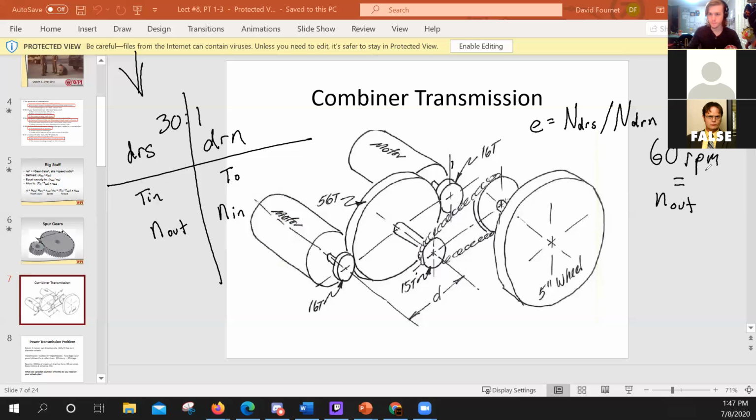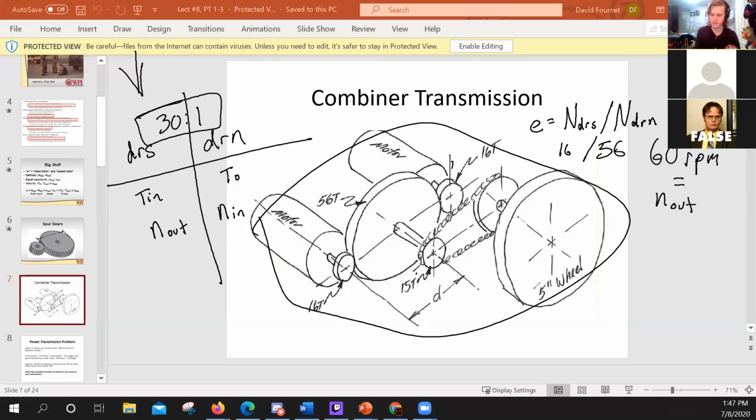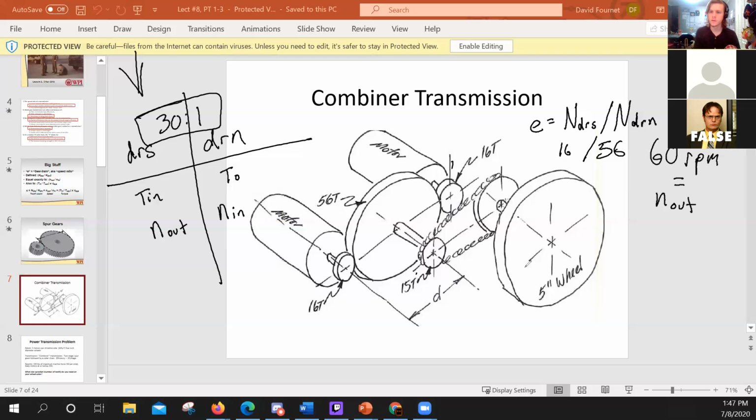Yeah. Could you go back to the drivers and the DRS and the DRN? Why does a 30-to-1 ratio? So it's not for this system. This one would be 16 to 56. This is just a random example. I just pulled 30 and 1 out of nowhere. It has nothing to do with this system, if that's what you're asking. I don't know if you said something there. I did. That makes sense. Okay.